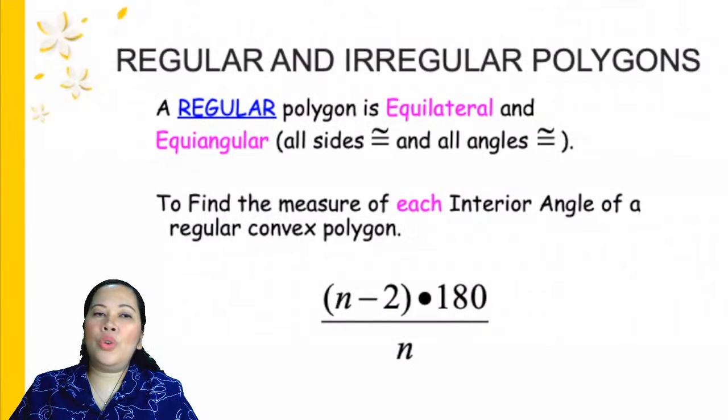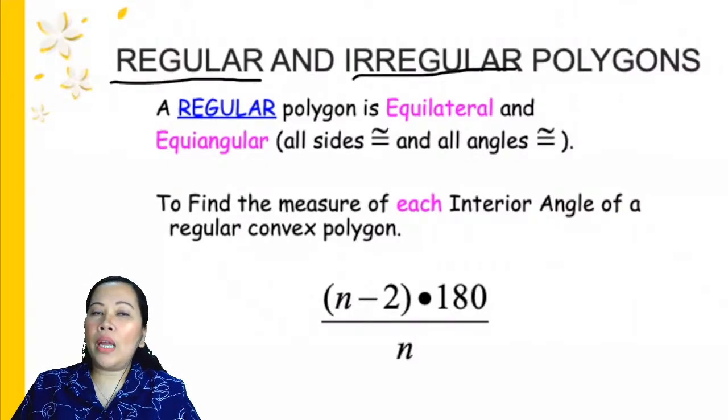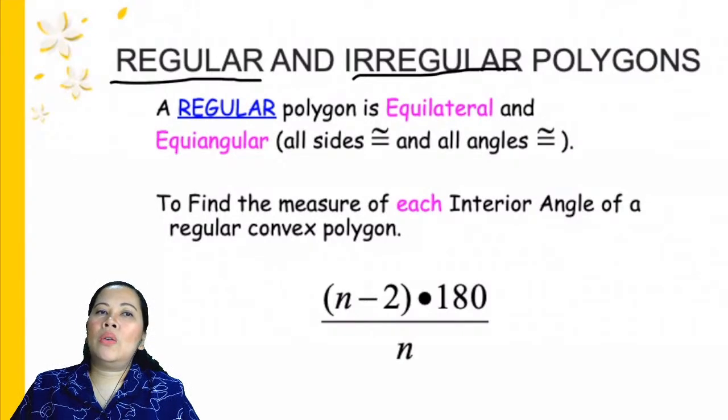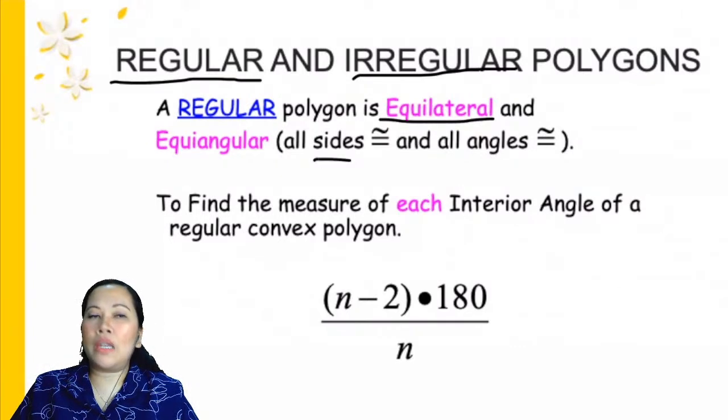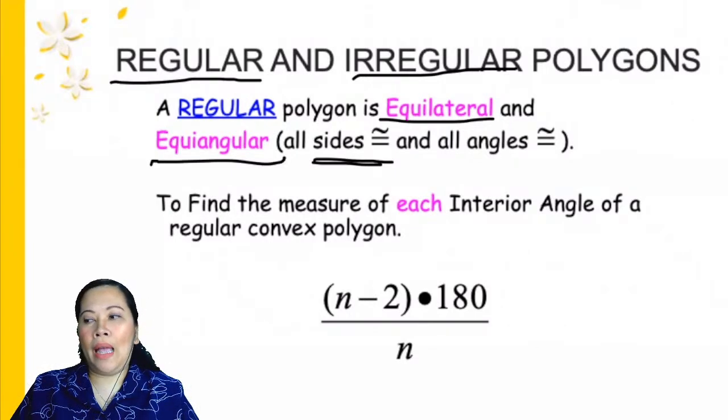So looking into your different polygons. If we talked about regular and irregular polygons, when we say regular, these are polygons that are equilateral and equiangular. What do we mean by equi? Equi is coming from the word equal. So equal in sides, equal in angles. So equilateral is all sides are equal, and equiangular is equal in angle measure.